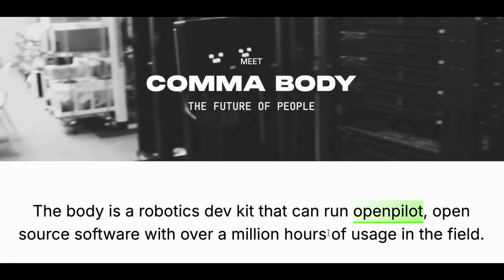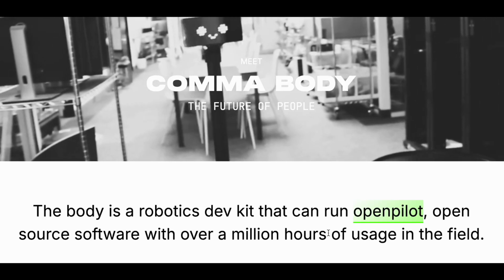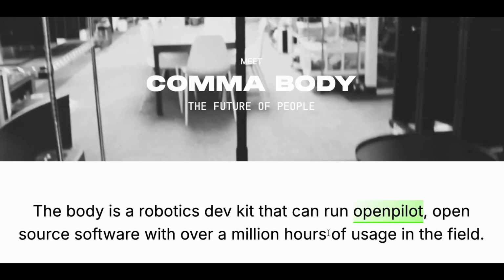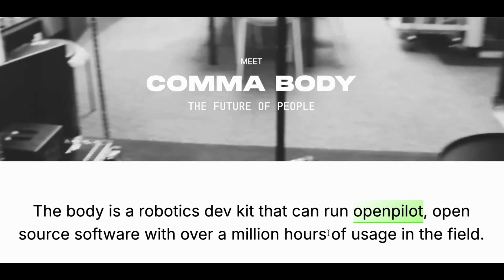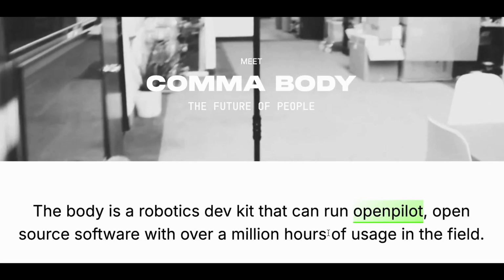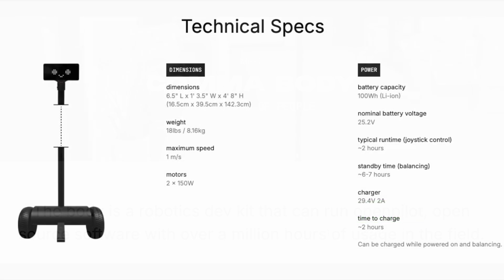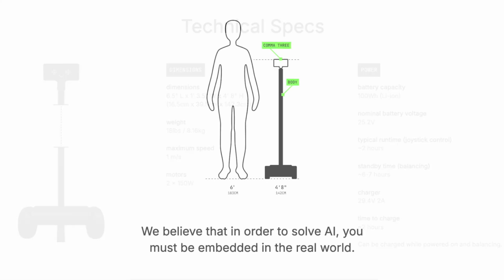CommaBody. What is CommaBody? It's a robotics dev kit that can run openpilot, open-source software with over 1 million hours of usage in the field. Developed by comma.ai, it is made up of a 142 cm long pole and a comma 3 head atop it. The pole is attached to a base with 2 wheels and no other limbs.